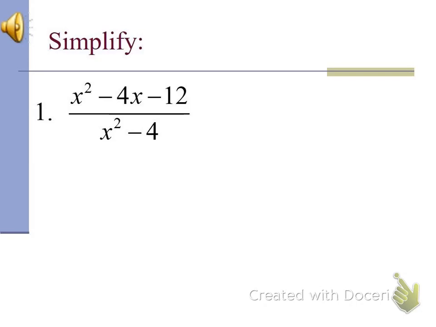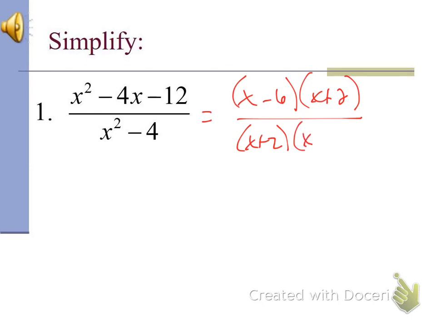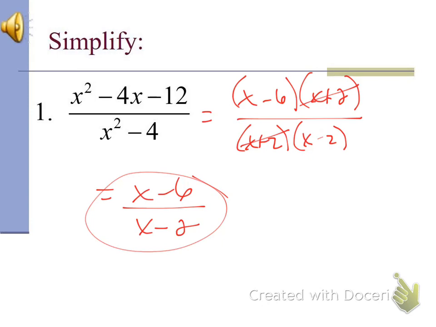Okay, but we're going to factor this, x squared minus 4x minus 12. You need to be able to factor into x minus 6 and x plus 2 over x plus 2, x minus 2. And then divide out your common factors. There's an x plus 2 and an x plus 2. And we get x minus 6 over x minus 2, and we are done. Okay?